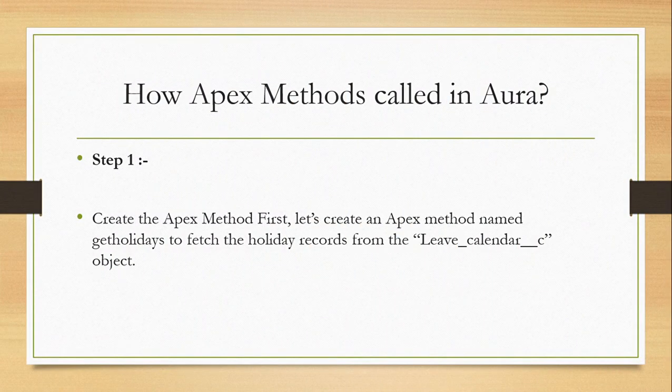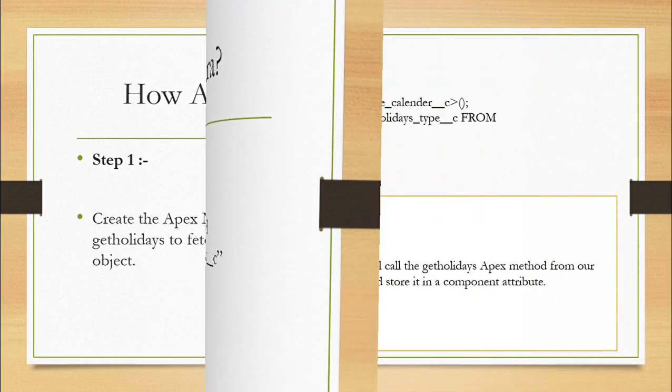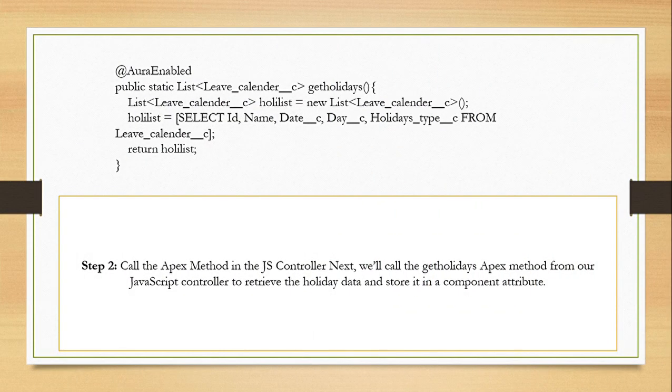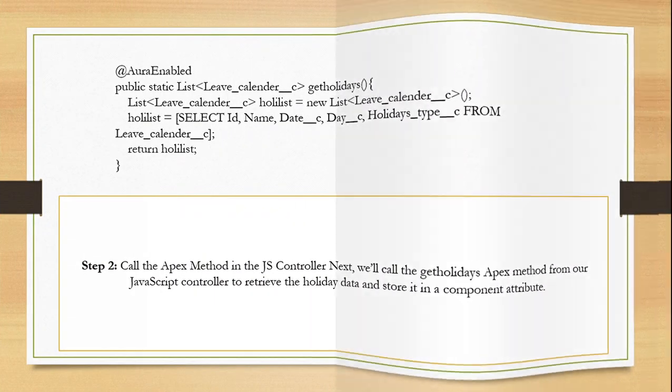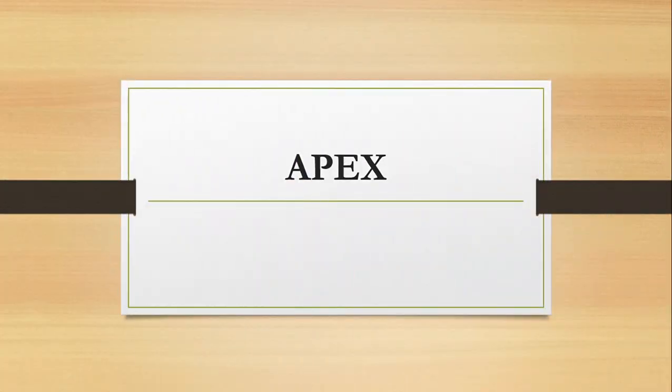How is an Apex method called in Aura? Create an Apex method. First, let's create an Apex method named getHolidays to fetch the holiday records from the leave calendar object. That is the Apex class. Then call the Apex method in the JS controller. Next we get the holidays. So here you can refer to the init function that calls the method.